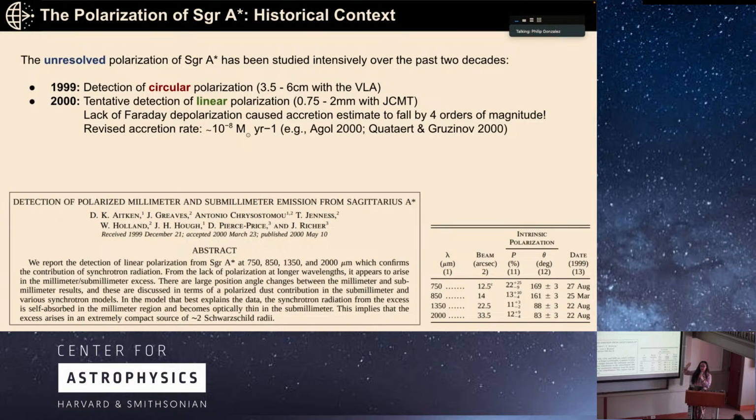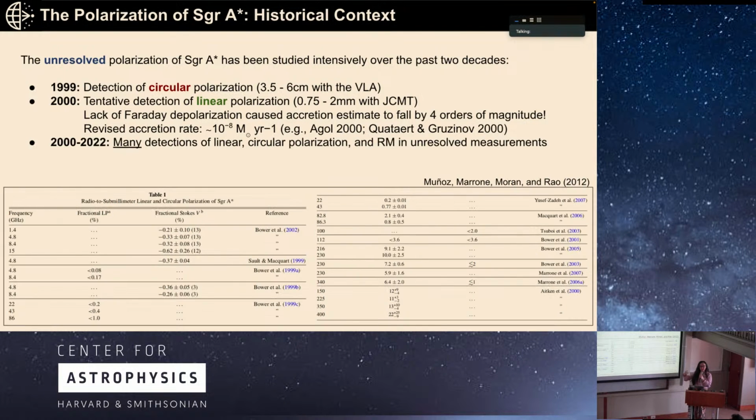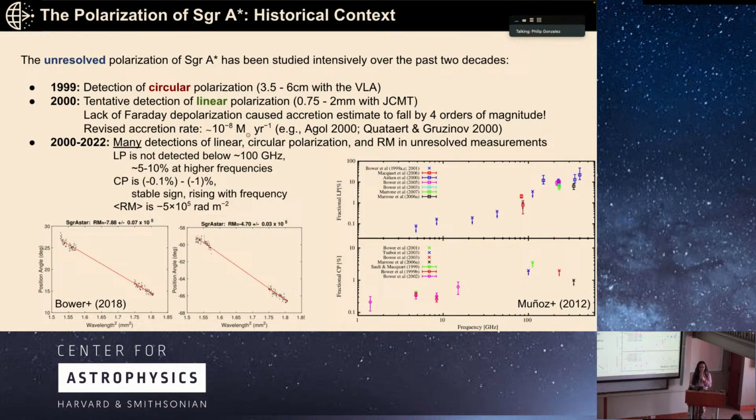So now the revised accretion rate is about 10 to the minus 8 solar masses per year, which is obviously very sub-Eddington accretion. Sagittarius A star is a really underfed black hole. Then in the last 20 years, there were many detections of linear and circular polarization and rotation measure in unresolved measurements that were carried out.